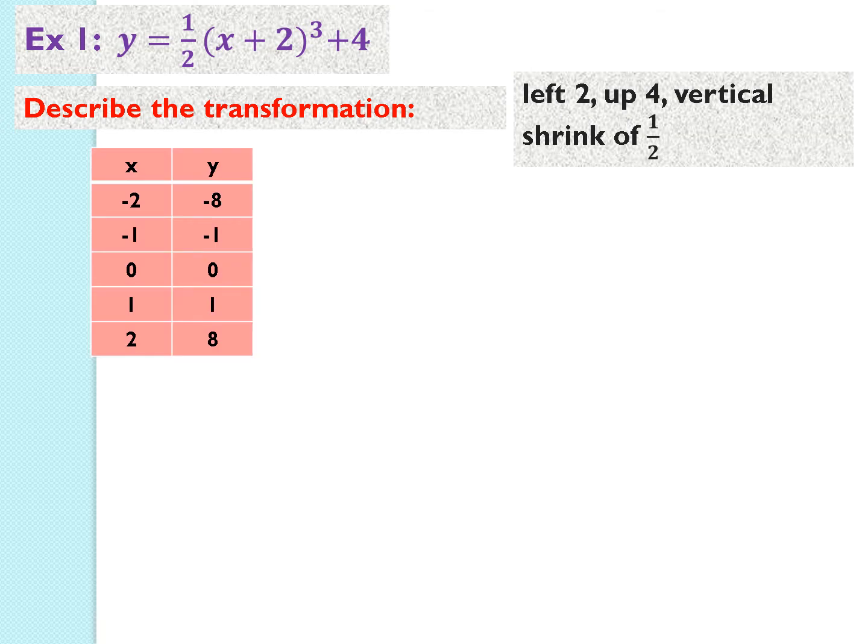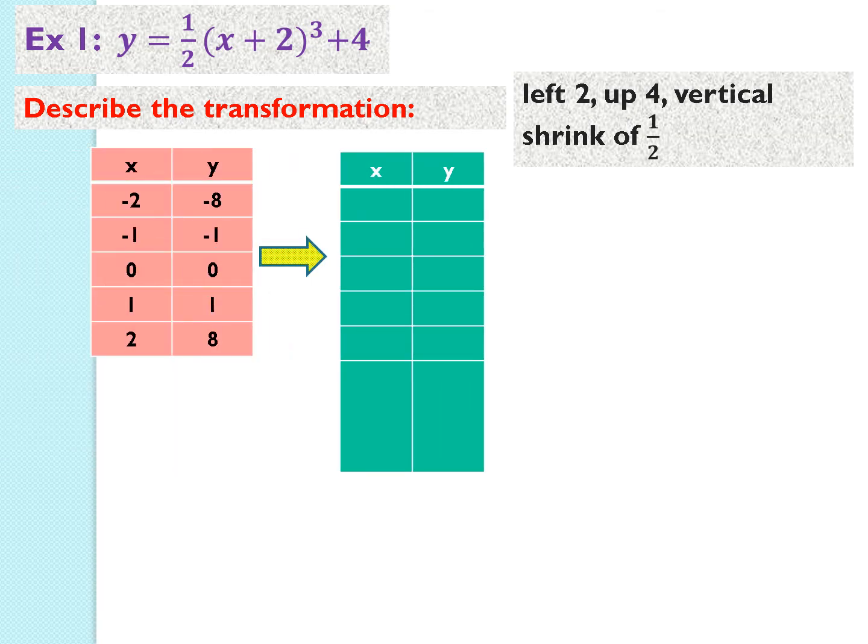Now, we start with the parent function. Always start with the parent function. And we're going to create our new table. And we're going to say, okay, well, how do we go from old x's to new x's? So there is no b value. I mean, it's 1, but no b value that will really change our x's. So really, it's just x plus 2. So remember, inside that parentheses, it's opposite day. So opposite of adding 2 is subtracting 2. So negative 2 minus 2, negative 4. Negative 1 minus 2, negative 3. 0 minus 2, negative 2. 1 minus 2, negative 1. And 2 minus 2 is 0.